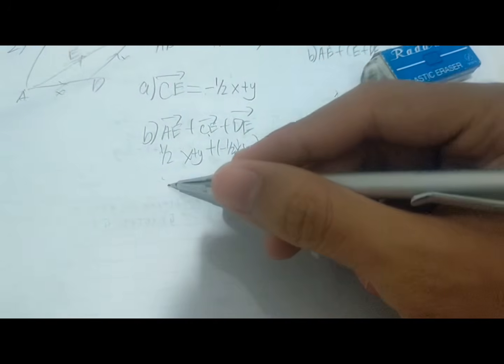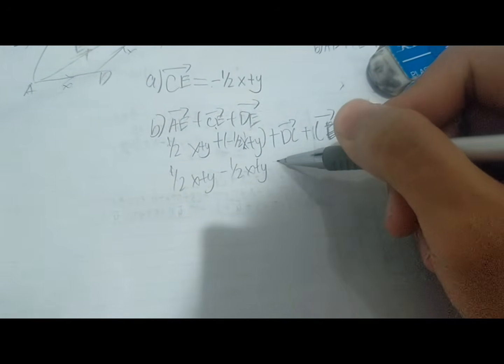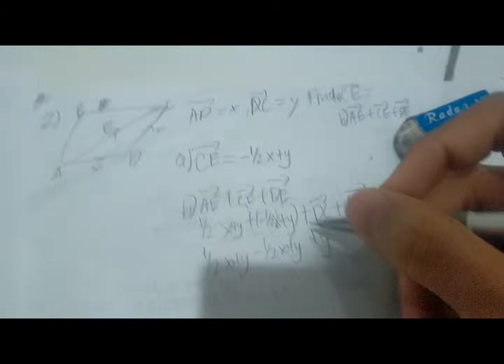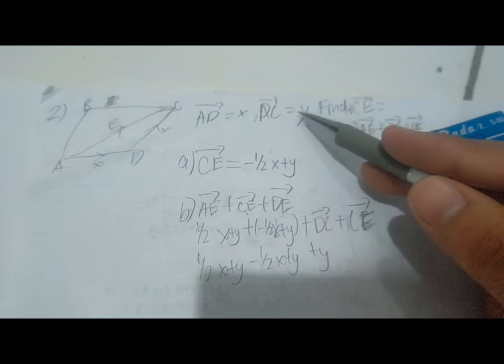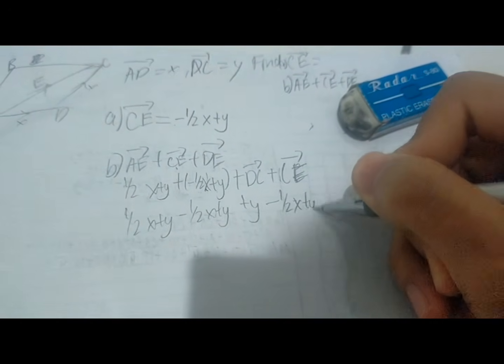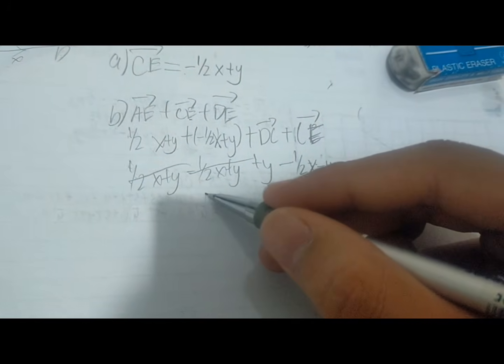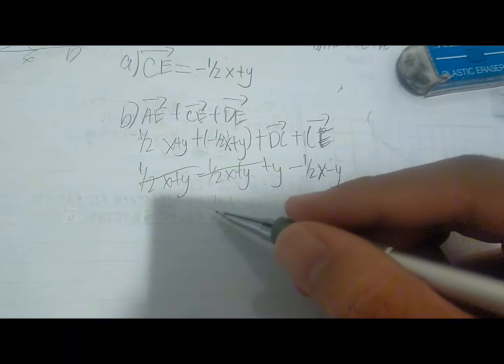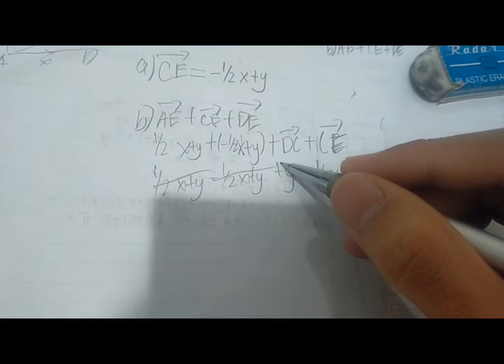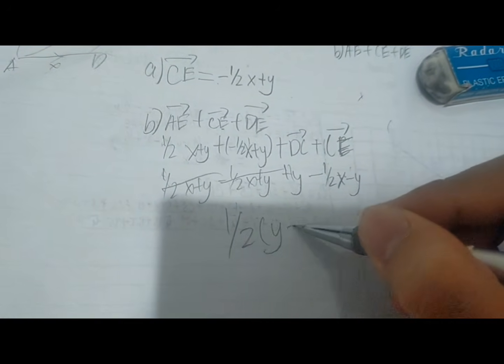So it's the same. You know why? Because the DC vector is Y. So minus, and there it comes to one and a half, Y minus X. This is the answer for number 2.